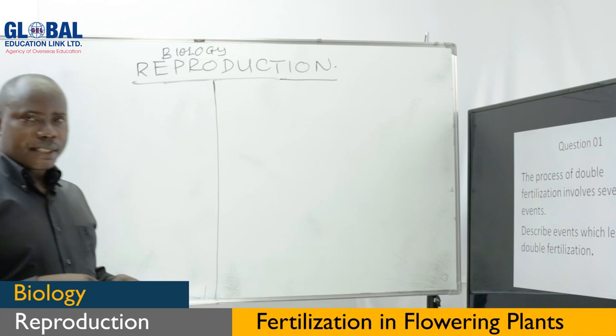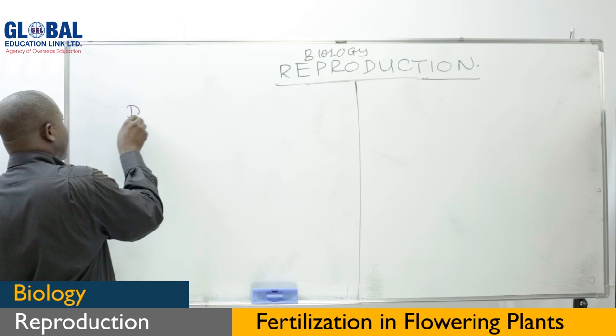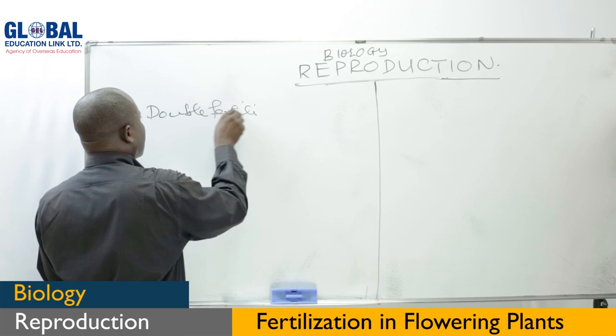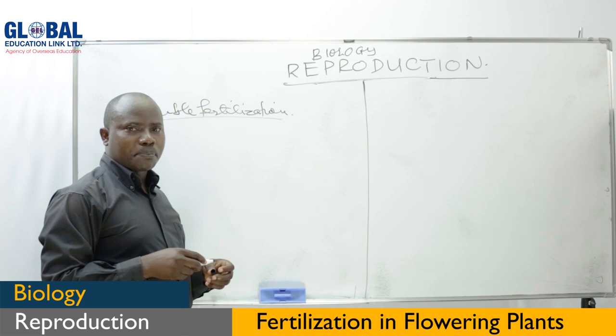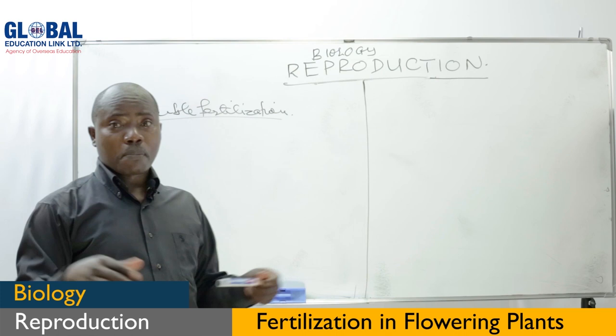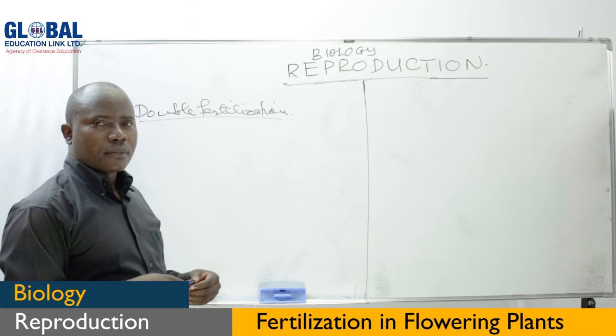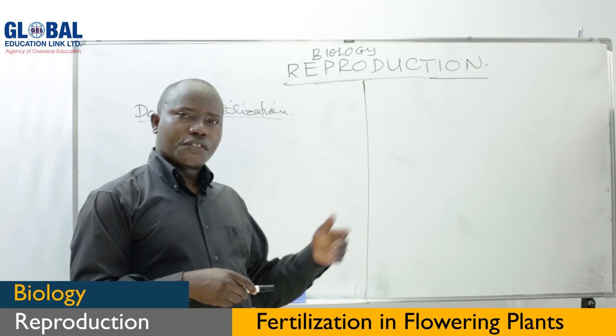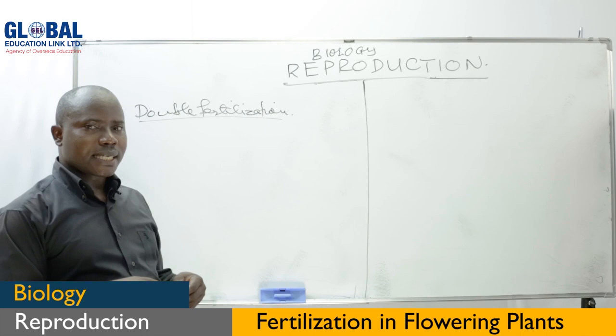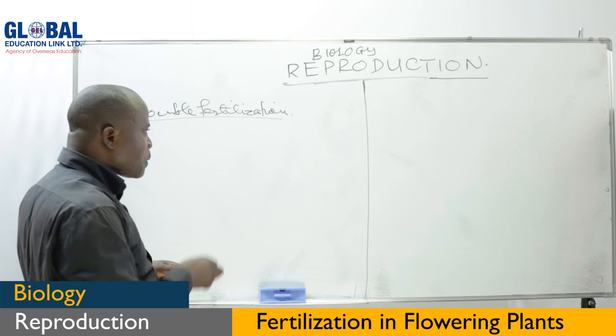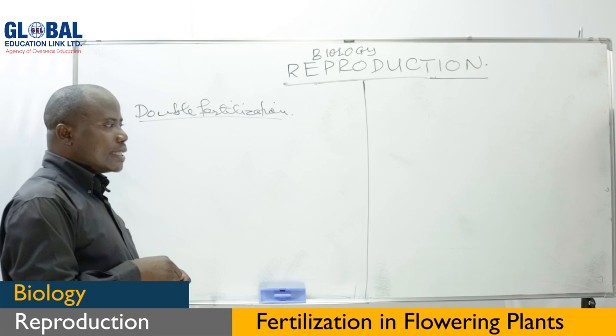What you need to know here is that double fertilization is a unique aspect in flowering plants only. There are different groups of plants. We have lower plants, moss and liverworts. We have fern plants. We have higher plants, the gymnosperms, and the flowering plants, which we are discussing here. It is only these that undergo double fertilization. To respond to this question, what you need to go through is the events that can lead to double fertilization.